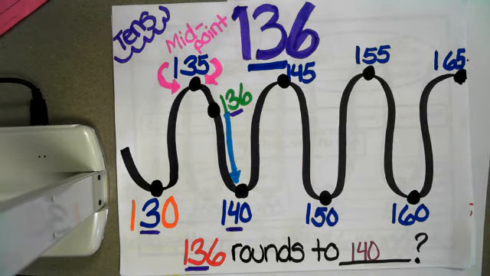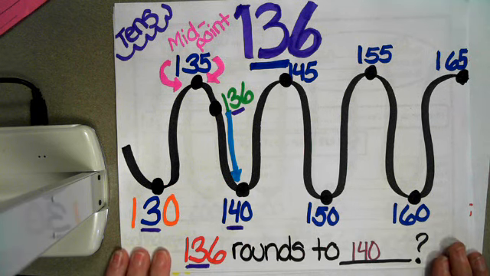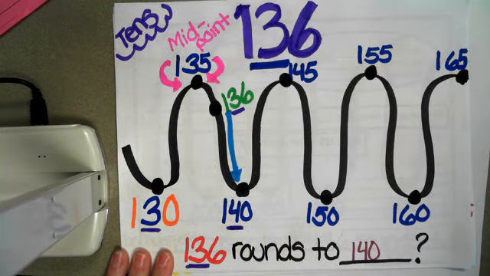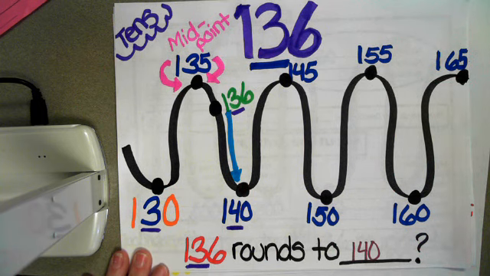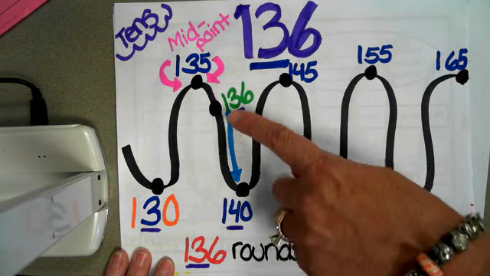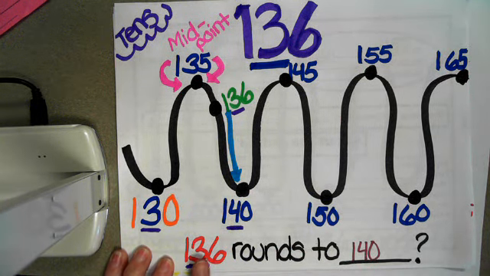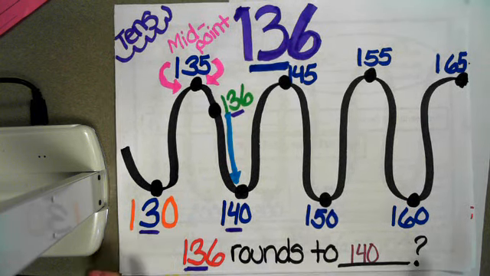Okay, and here, just to show you again, we have the 136, the same digit is underlined, and we're showing you our two boundary numbers that 136 falls in between. Here's our midpoint, which we already identified as our halfway number. And then Mrs. Holmes helped us out a lot because she found where 136 falls in between 135 and 140. Because it's on the right-hand side of the midpoint, we say it rounds to this greater number. It does not round down to the smaller number. It rounds up to the 140. So 136 rounds to 140, or 136 rounds up to 140.